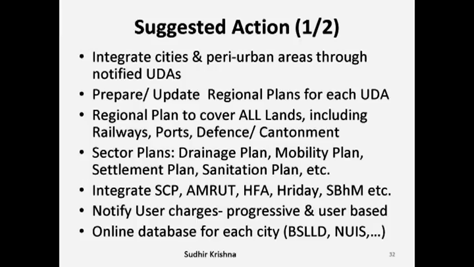First you allow something to happen and then say how I link the mobility, how I link the business, how I link the sanitation. That is not fair. Start with the drainage plan, then the mobility plan, and so on. Then integrate the smart city plan, the Amrut plan, housing for all plan, Hriday plan, Swachh Bharat Mission, Namami Gange, and so many programs at city level, and how to integrate the same. So the city plan must take note of all these things.